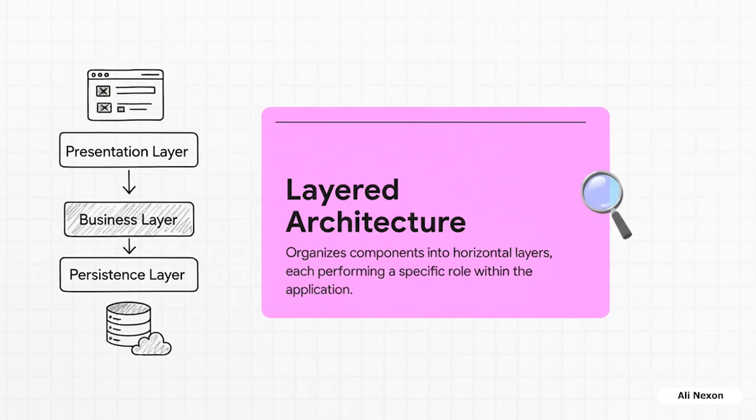The idea is actually pretty simple, but it's really powerful. You just organize your code into these horizontal layers, and each layer has one very specific job. You've got your presentation layer handling what the user sees, the business layer with all the core rules, and the persistence layer, which talks to the database.